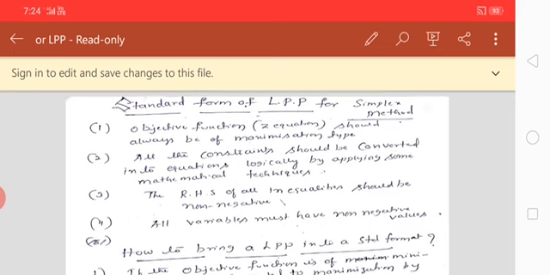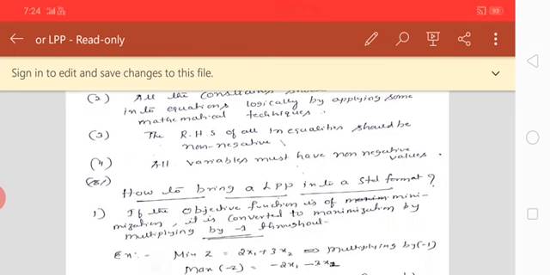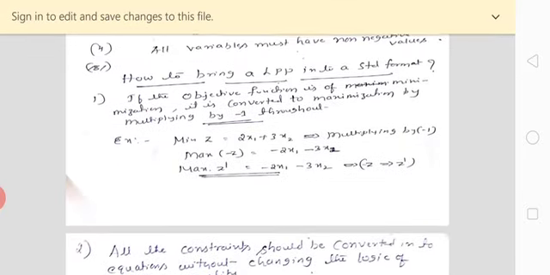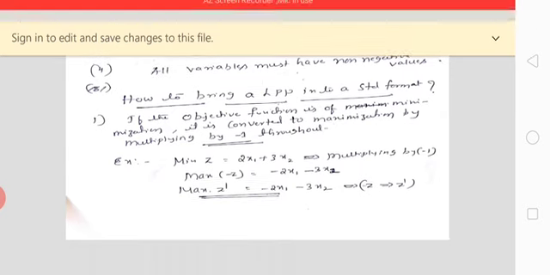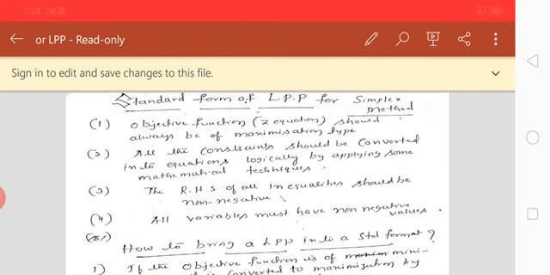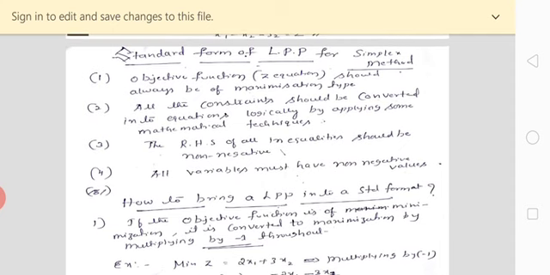If it is a minimization, then we need to convert that into maximization by multiplying the objective function by -1. Then it will become a maximization problem. Next, remember that all the constraints should be converted into equations by applying some mathematical techniques. Whenever you have a constraint greater than equal to or less than equal to, we need to convert it into an equal sign by applying slack and surplus variables.